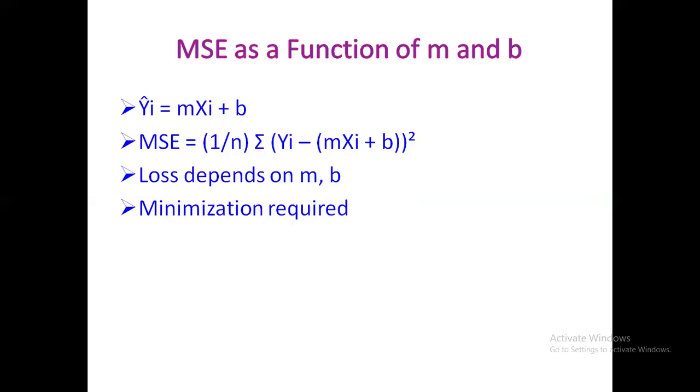Therefore, training linear regression becomes an optimization problem where we try to find the best m and b that minimize this loss. Reducing mean squared error brings the prediction line closer to the actual data.